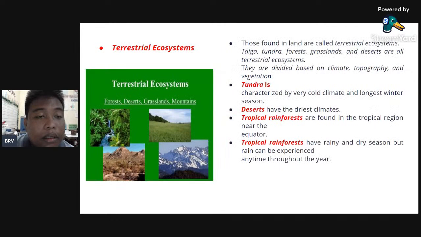So next, terrestrial ecosystem. Those found on land are called terrestrial ecosystems. Taiga, tundra, forest, grasslands, and deserts are all terrestrial ecosystems found on land. They are divided based on climate, topography, and vegetation. Tundra is characterized by a very cold climate and the longest winter season. Deserts have the driest climate.